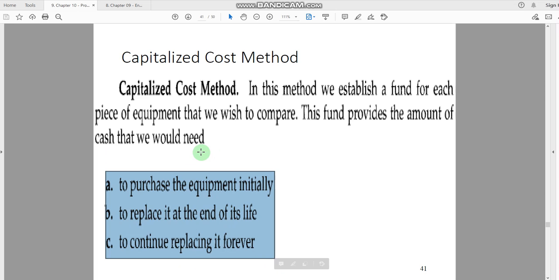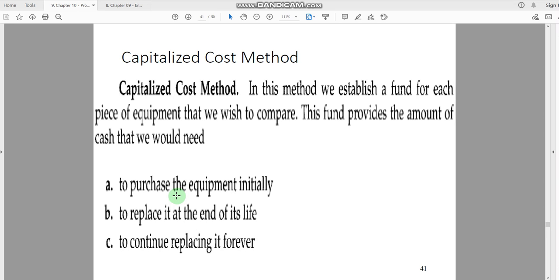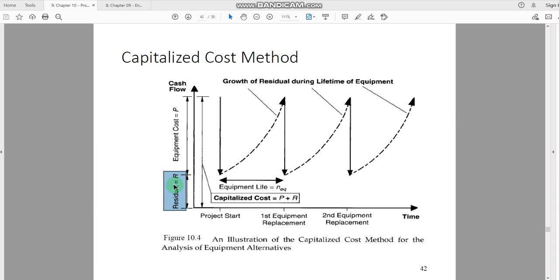So in this method, for example, we want to buy maybe a heat exchanger. So the cost of that heat exchanger would be equipment cost P, and there is some additional amount that we will keep aside, which is called the residual cost. Okay, so what we do in this analysis, we spare some fund from the project, and we invest that fund into some bank, or we keep that fund separate in some other investment. Whatever profit we get from that investment, from that interest, we will buy the equipment, and this is how we can continue the changing of that equipment.